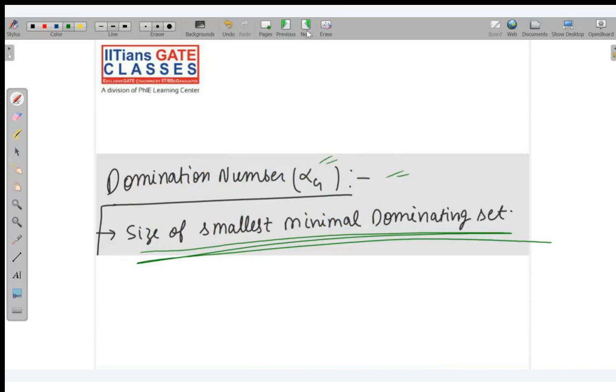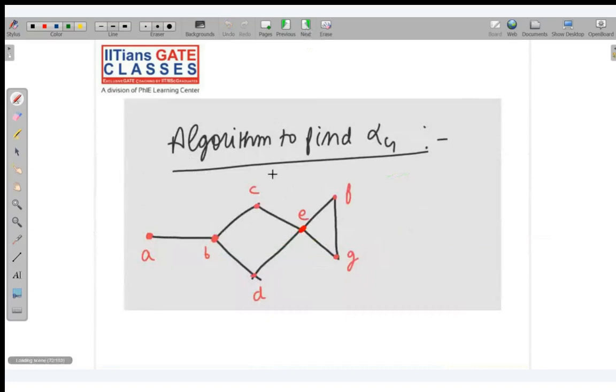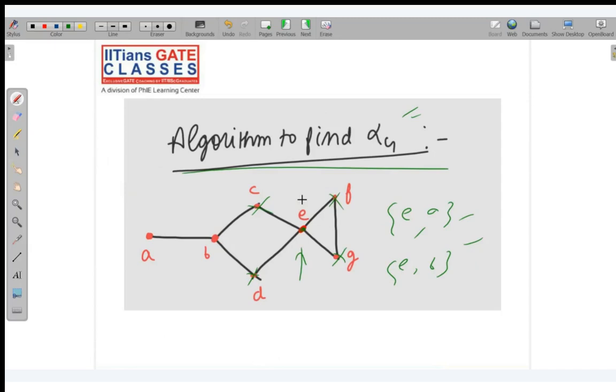Done. Okay, so the algorithm to find alpha G. So how will you find alpha G? I have told you a politician will approach that person who knows many other persons. So obviously first we will approach E. The moment we approach E, F, G, D, C are covered. Now it's your choice. You either take A or B. So you take A or you take B. So that is the algorithm to find alpha G. So what number is it? 2. Okay, only 2.